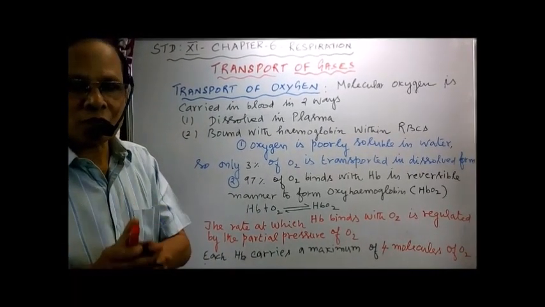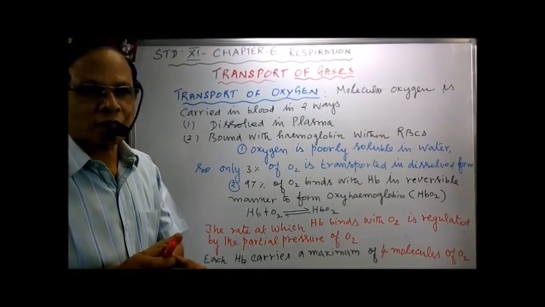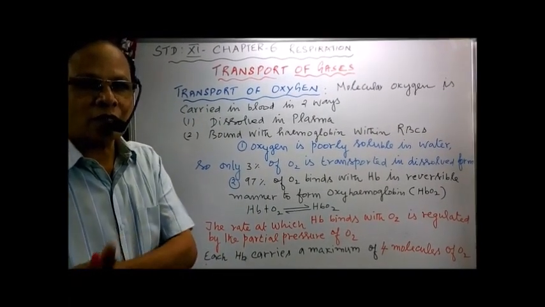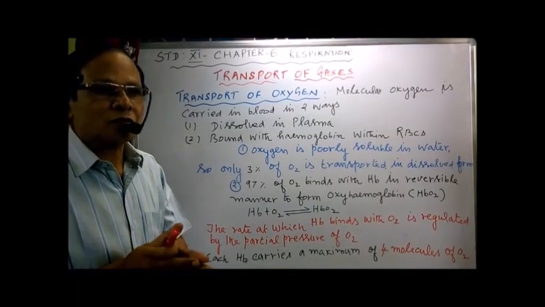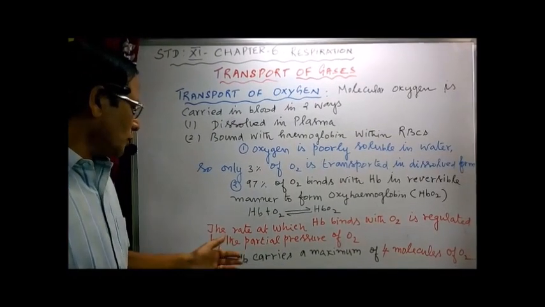The more the partial pressure of oxygen, as in the case of the alveolus, the more readily it binds with oxygen. With less partial pressure in the tissues, it normally dissociates. The binding force, the affinity, is reduced. That is what we have.